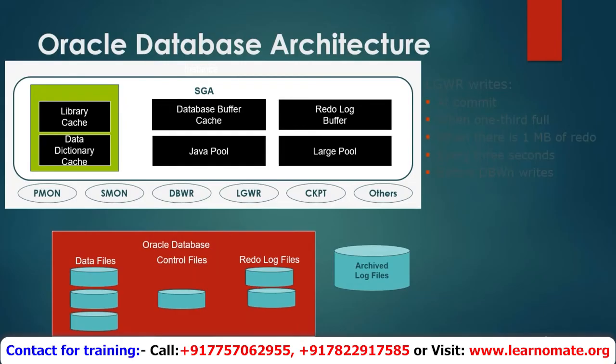So for GoldenGate, from where it receives the changes or fetches the data is from these transaction logs of the database. So either from the redo log file or the archive log file. It receives the changes from the redo log file or archive log file.